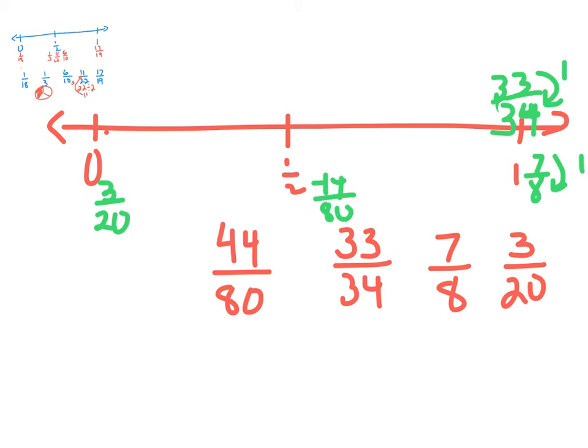So if I was going to number these, 3 20ths would be first, then 44/80ths, then 7/8, and then 33/34ths. So just some ideas of things that you can look at. Like I said, you can still use the fraction bars on the app and drag your fractions around until you have them in order. But if we're working towards efficiency, we don't always want to have to draw out our fractions to look at.